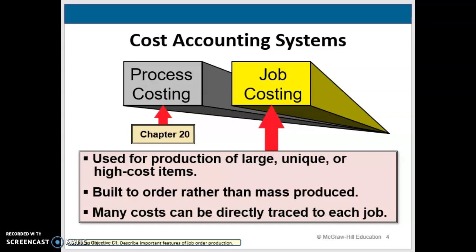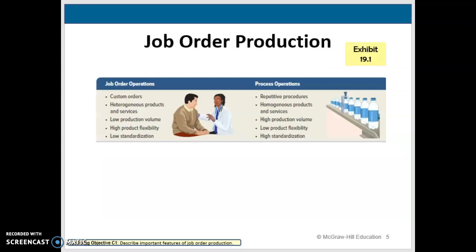Job order production is where every product is different or specialized. It's built to order rather than being mass produced. So job order production or job costing is going to be referred to kind of the same thing. So we're going to be looking in Chapter 19 at job order costing and job costing. So let's look at this one where we're looking at job order operations and then process operations.